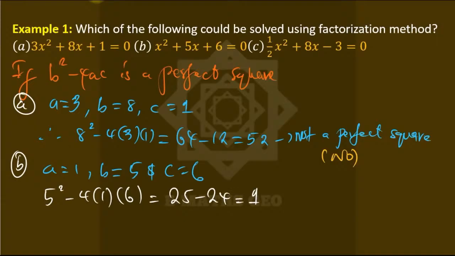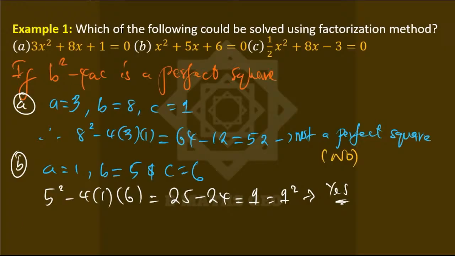1 is a perfect square because it is the square of 1. It has a rational square root. So yes, it will be solved by the factorization method.